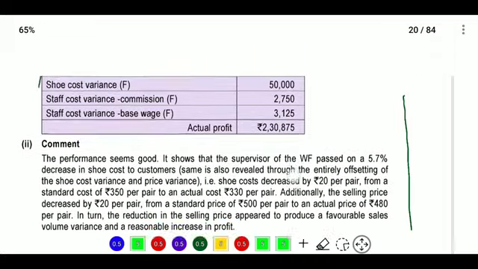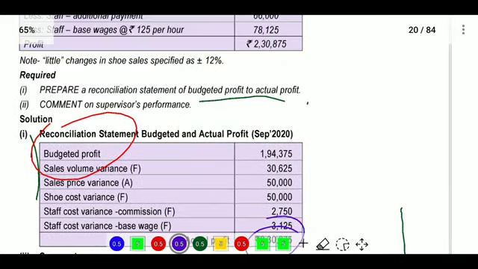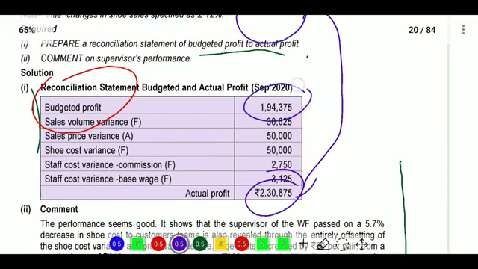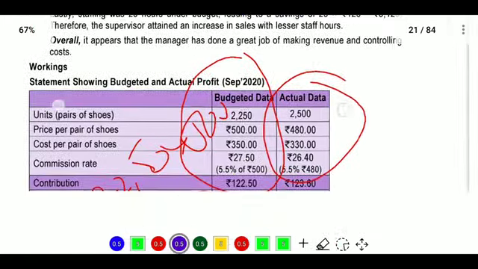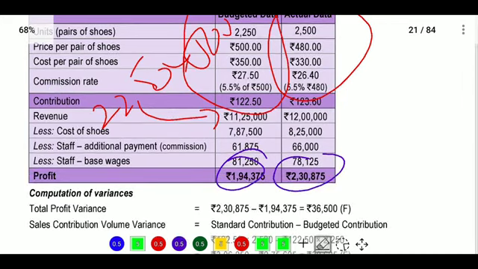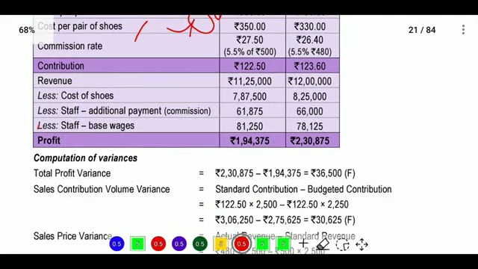And 2,33,875 is the actual profit they provided. So we will take the budgeted figure and provide this reconciliation. How much do we have to reconcile? So these are the budgeted figures. The cost of shoes will be 7,87,500, and here first we will see the profit variance.